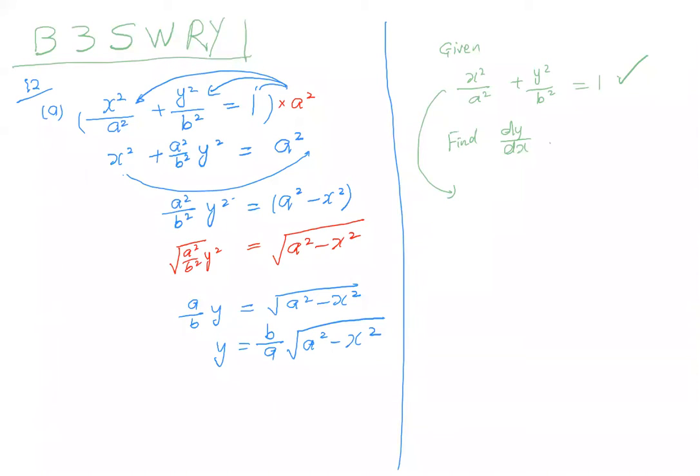But this is not in your syllabus. We call it implicit differentiation. You can do it without writing y as a subject. But for your case, you have to write it into this form first, then only you can differentiate. Are you clear?